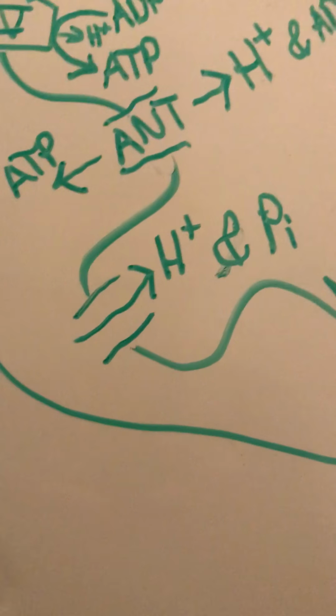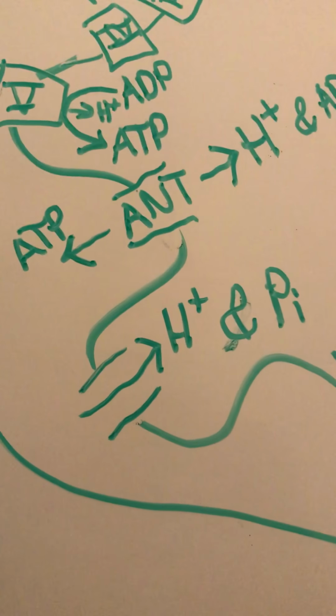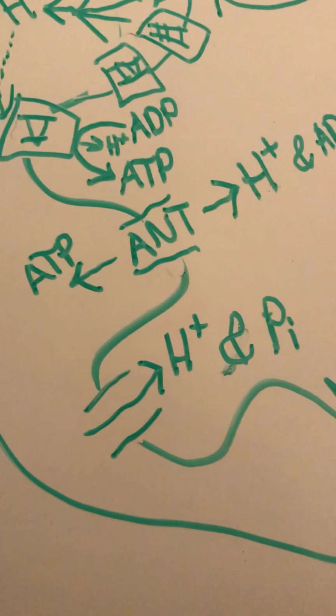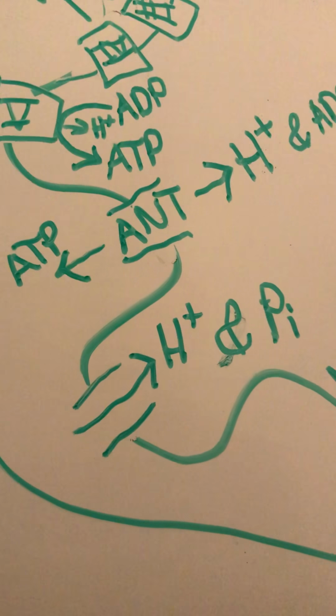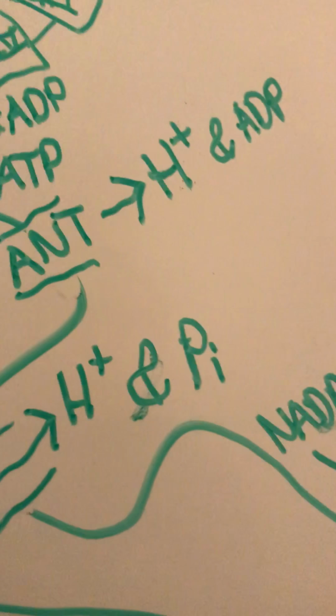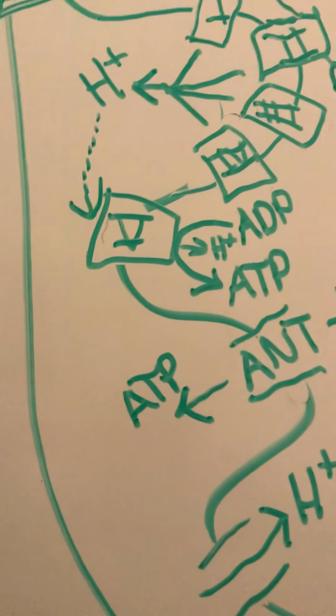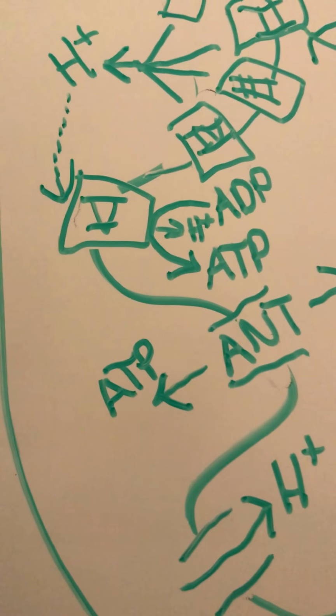In addition, another mechanism for maintaining the proton gradient is this hydrogen ion and phosphate symporter. This phosphate also is helpful as a substrate for the ATP synthase.